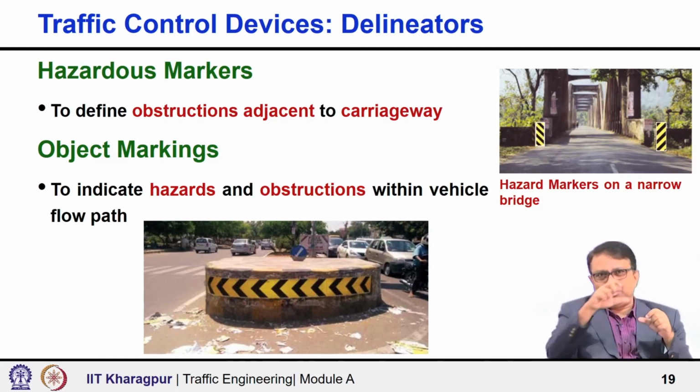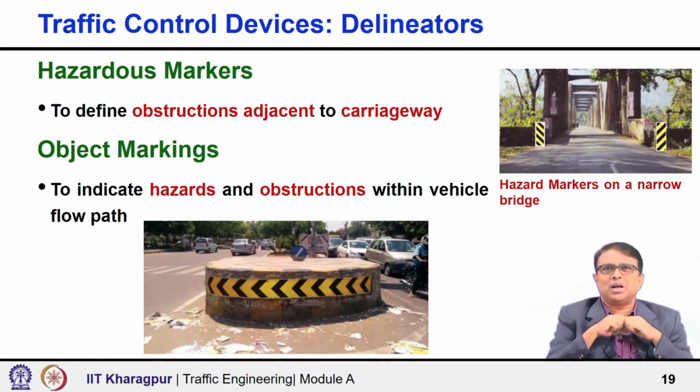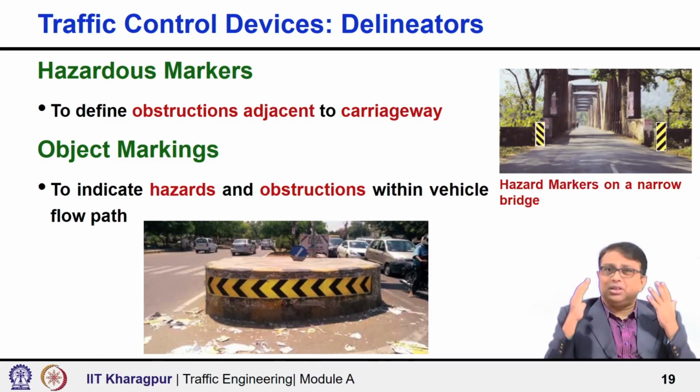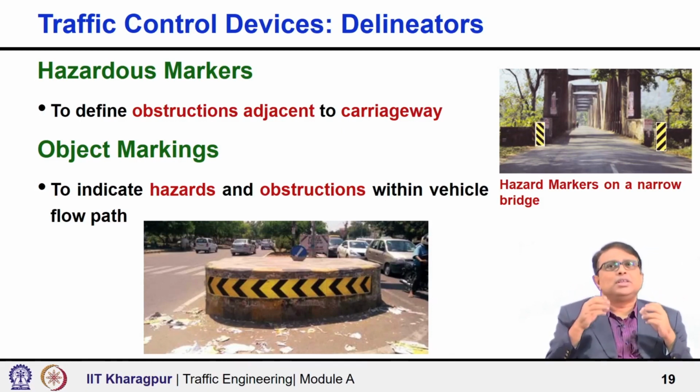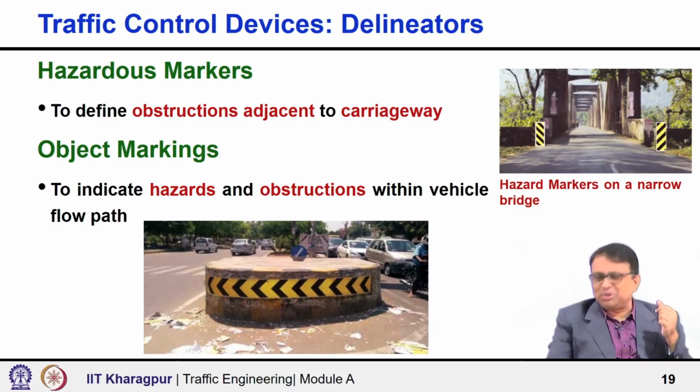So, there you again put an object marker to indicate that this is a hazard. If you put object marking, that clearly indicates that this is a hazard and you should be careful. There are so many ways hazard markers are used; further details are available in the code.